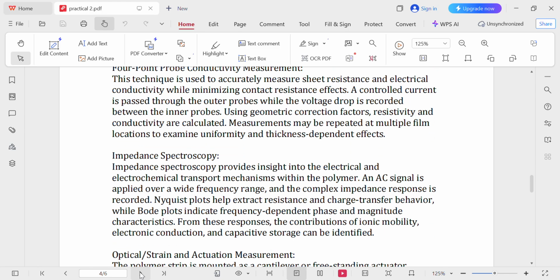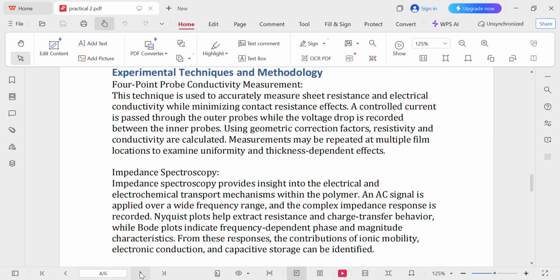Next is experimental technique and methodology. 4-point probe conductivity measurements. The technique is used to accurately measure sheet resistance and the electrical conductivity while minimizing the contact resistance effect. Means this method is used to correctly measure how well the polymer conducts electricity while reducing the error caused by poor electrical contact. A controlled current is passed through the outer probes while the voltage drop is recorded between the inner probes. Means electricity is sent through the two outer probes and the voltage is measured using the two inner probes.